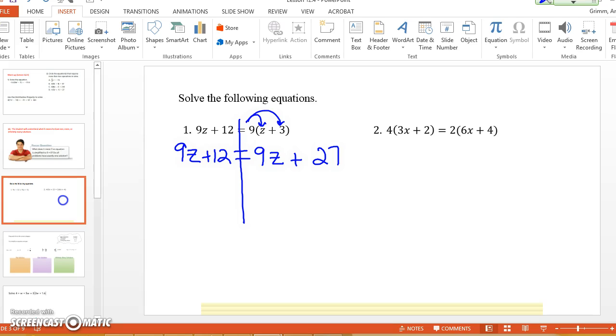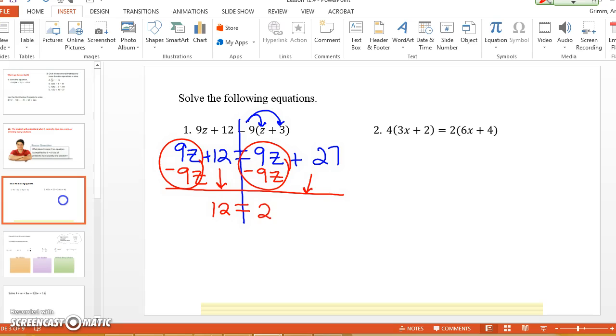So this is probably where your brain starts going, what? What's going on here? Because if I take away 9z and I take away 9z, there are no more z's. That's a problem because right here becomes 0 and all I have left is 12. Right here becomes 0 and all I have left is 27. Okay? So when I look at that, 12 does not equal 27. That is not true. So we say that they're not equal, and we draw a line like so, and then this is a no solution. So I'm going to write no solution.